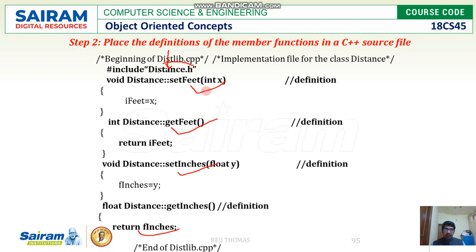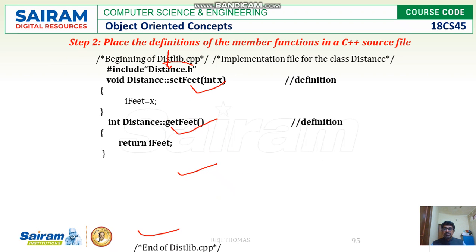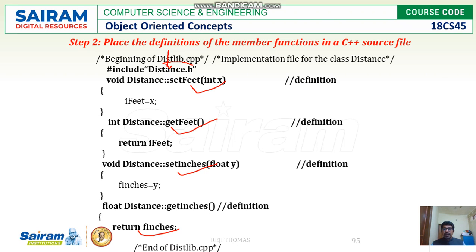What was the first one? The first one was .h, the header file. But here you are going to define the member functions, and when you define the member functions you have to name your file as your file name .cpp. It's not the header file, but make sure that you include the header file over here.